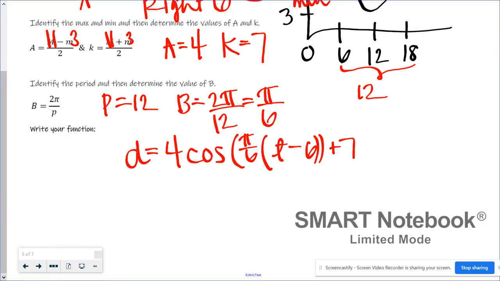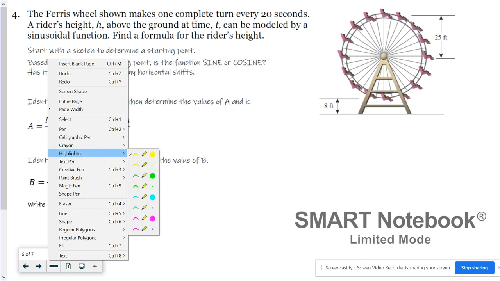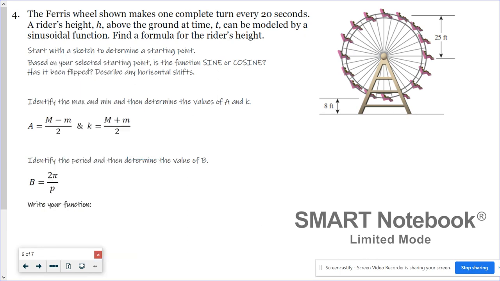Okay. So this whole unit on periodic functions started with the Ferris wheel, and here we are at the end of this unit, and we are going to end it with the Ferris wheel. So I bring the Ferris wheel back to you for our last problem here. Let me get my highlighter out so I can get all the key info. The Ferris wheel shown makes one complete turn every 20 seconds. The rider's height above ground at any time can be modeled by a sinusoidal function. Find a formula for the rider's height.